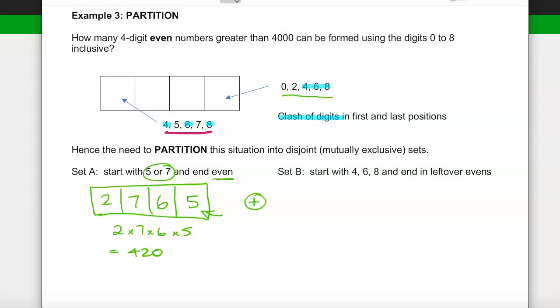Or my other option is where if I want to start with 4, 6 or 8 being greater than 4,000 and any evens that are left over.